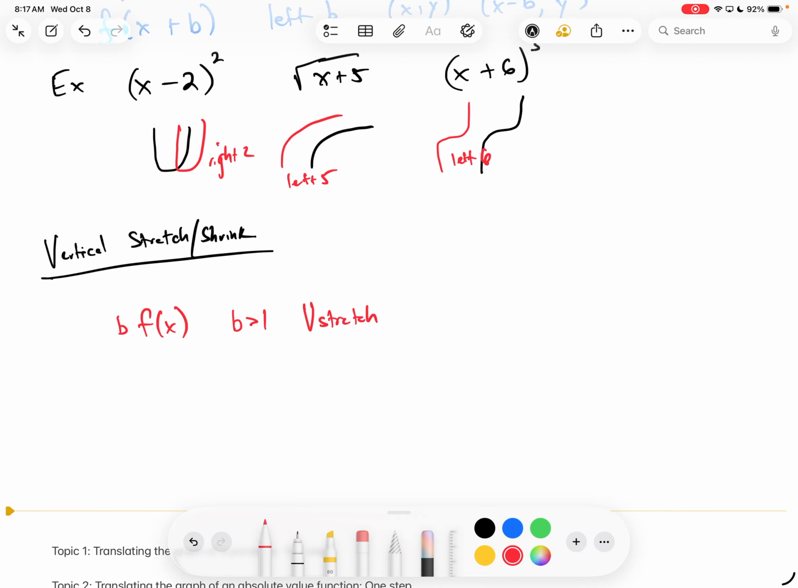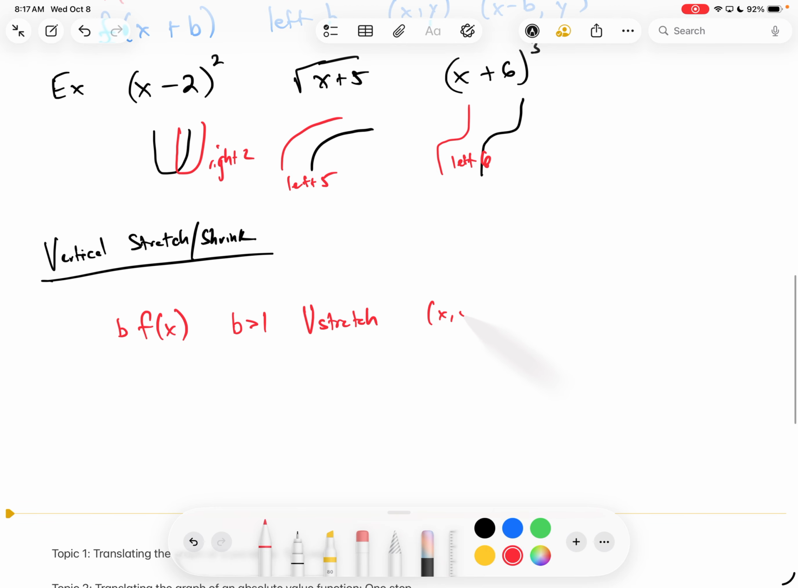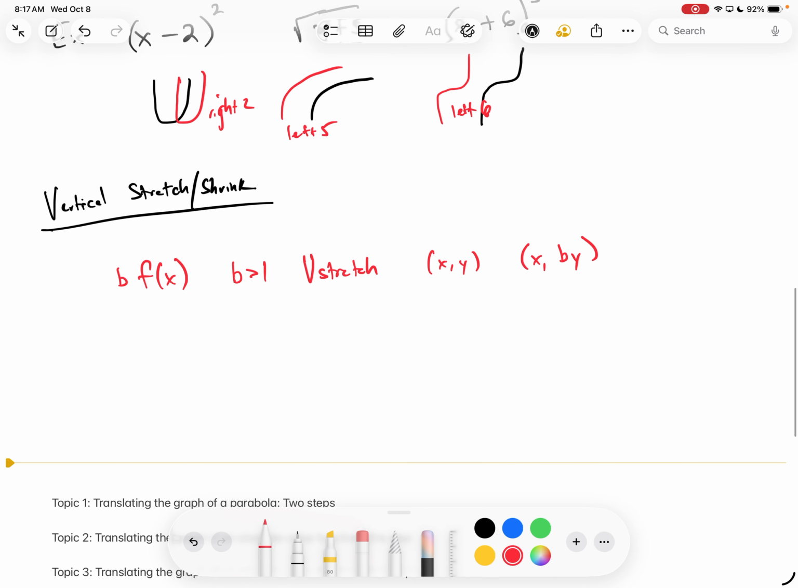Okay. What my points look like, this is hard. I've got to remember these real quick off the top of my head. If I vertically stretch it, I would take the y value times b. And I'll talk about this in just a second once I get the other one. If I have a fraction, I guess it's still the same thing.